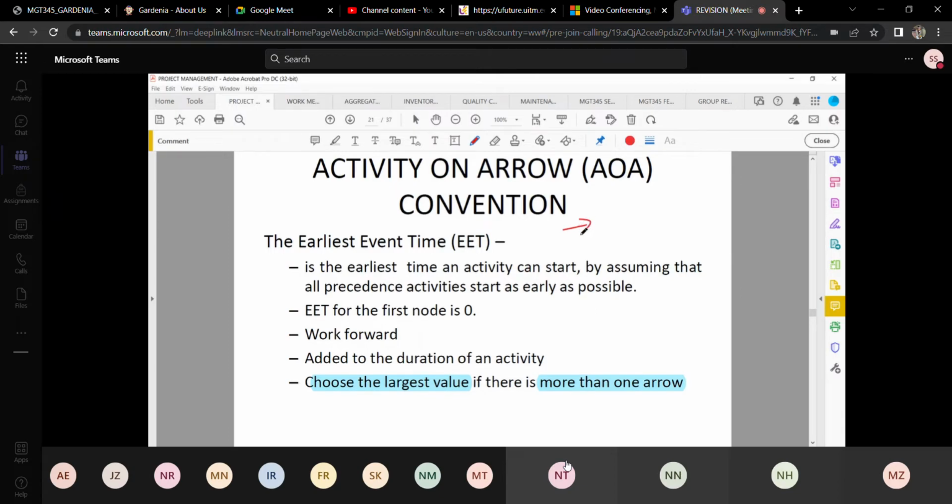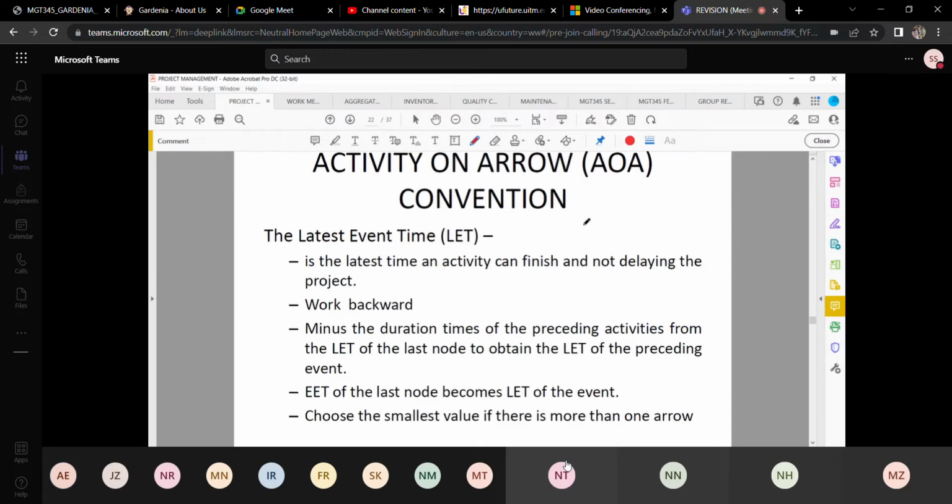Meanwhile, for the LET, okay, this is the vice versa of the EET. You will work backward, you reverse, you subtract. You subtract the duration of the preceding activities from the LET of the last node to obtain the LET of the preceding event. The EET of the last node will become the LET of that event. And if there is more than one arrow, you will choose the smallest value.